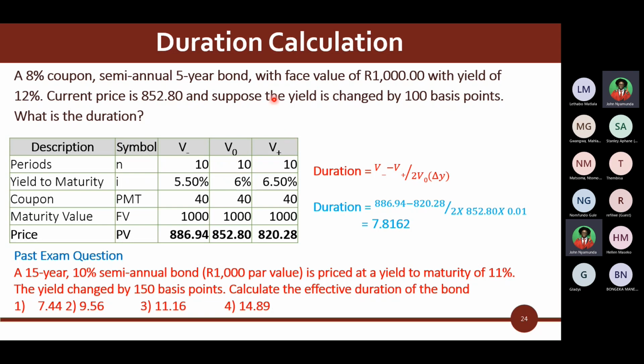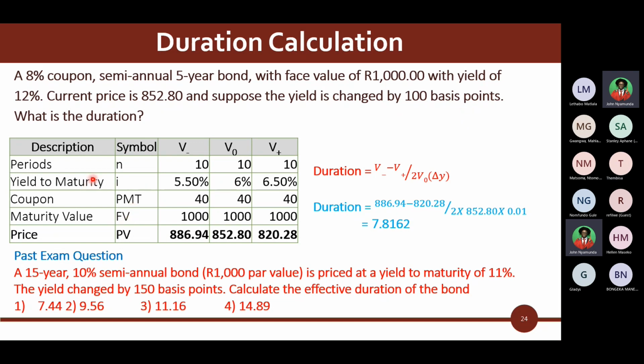But before we do the calculation, there is one new thing which I need to call to your attention. 100 basis points is the same as 1%. 1%, ladies and gentlemen, is the same as 0.01. So when you say, suppose the yield is changed by 100 basis points, it's the same as saying, suppose the yield is changed by 1%.